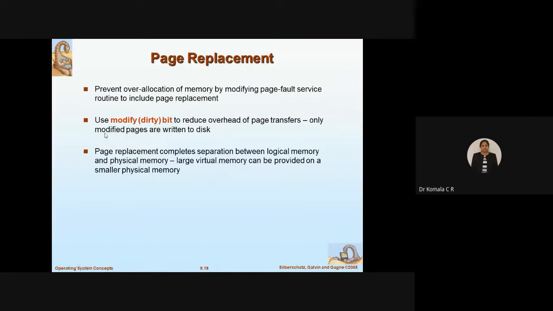So how will I do that? I will go with a modified bit, which is also known as the dirty bit, to reduce the overhead of page transfer. The number of copies should be less. So only modified pages I am going to copy to the disk. That is going to be written to the disk, with the help of the COW concept.